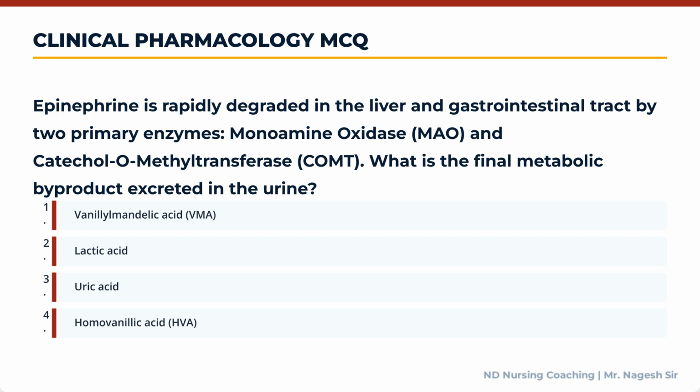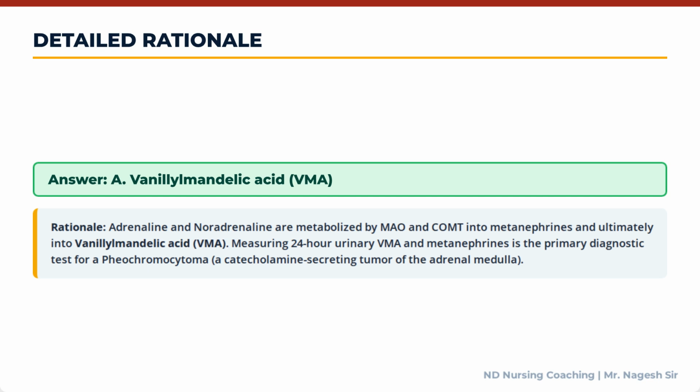Epinephrine is rapidly degraded by MAO and COMT enzymes. What is the final metabolic byproduct excreted in the urine? The answer is A, vanillyl-mandelic acid, or VMA. Testing for VMA in urine is used to diagnose catecholamine-secreting tumors like pheochromocytoma.